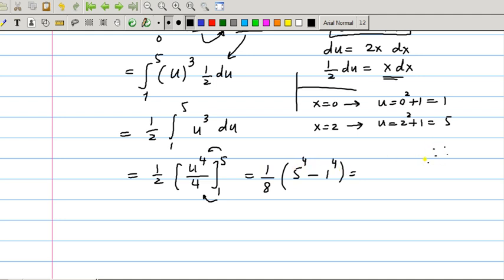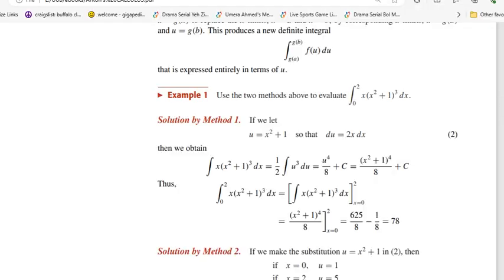5 to the power 4 is, I think, 625. 5, 5, 25, 125, 625. So 625 minus 1, 624 by 8. Okay. So 78.